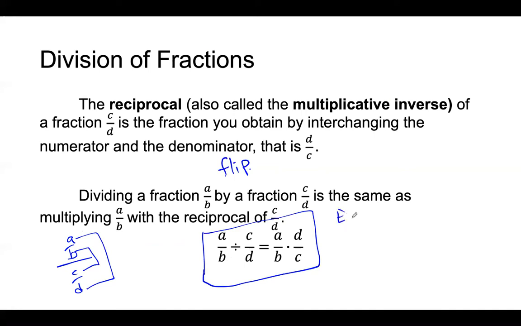Example is, let's say, 2 over 3 divided by 4 over 5 is equal to 2 over 3 times 5 over 4. And we get, well, 2 goes into 4. We want to simplify this. So this goes once and this goes twice. And we get 5 over 6.